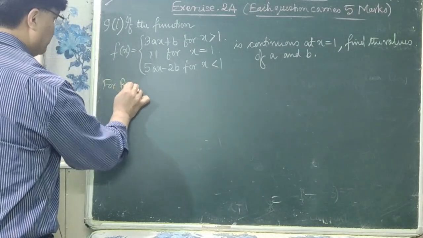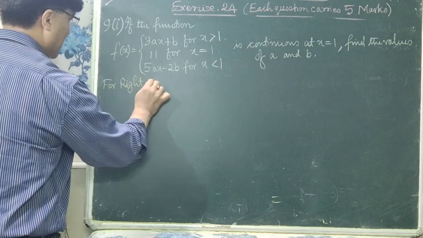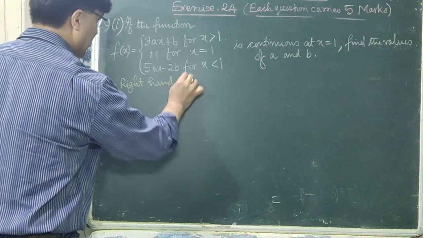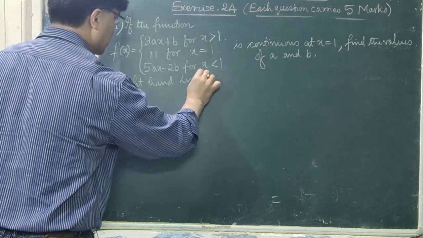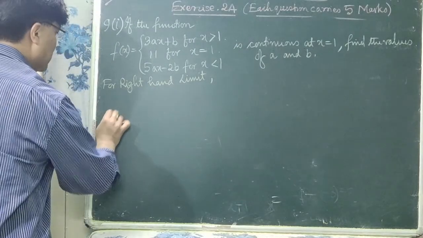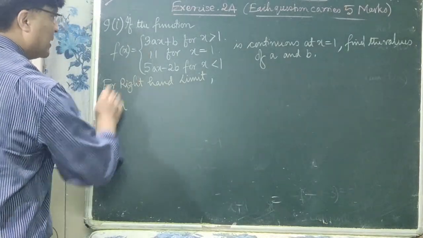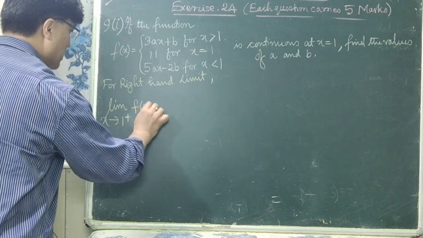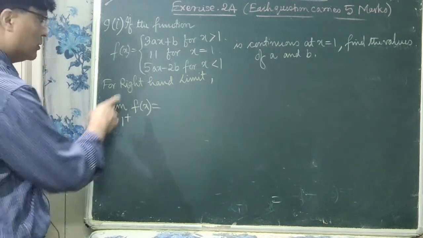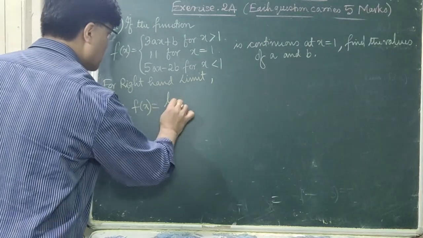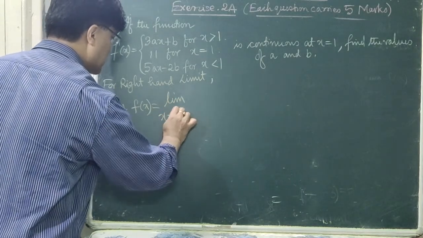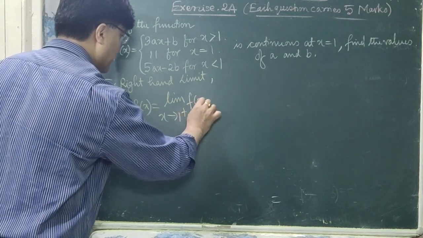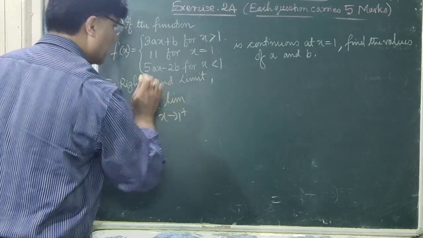So for right hand limit, so what do we write? So you have to check at x is equal to 1. So limit x tends to 1 plus f of x is equal to, this is your right hand limit. So limit x tends to 1 plus f of x. Oh sorry, you have to put the value for f of x.